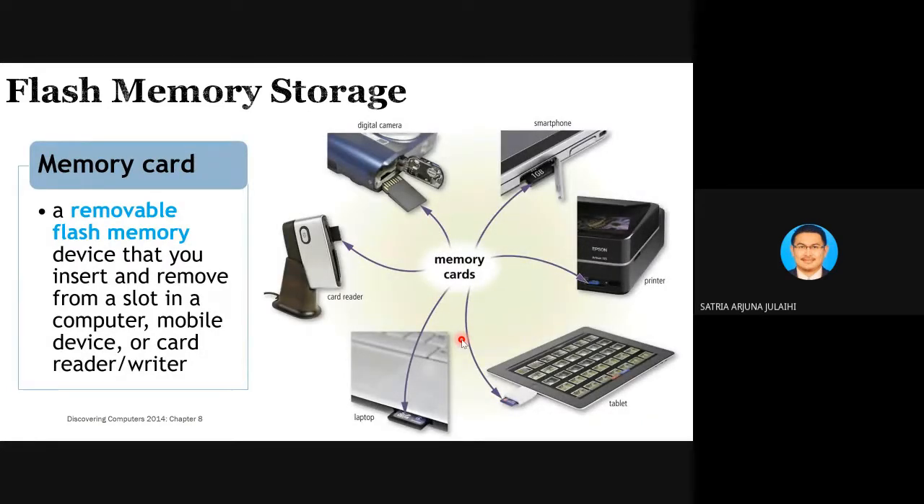You can have memory cards. Memory cards, we have it in our phones. You can use it on your laptop. You can use it in your camera also, and then you can put it inside a printer and so on. So that is a memory card, an example of a flash memory.